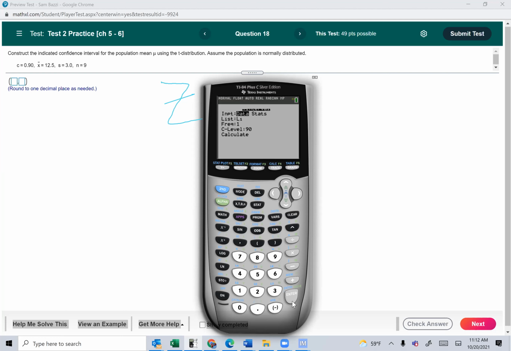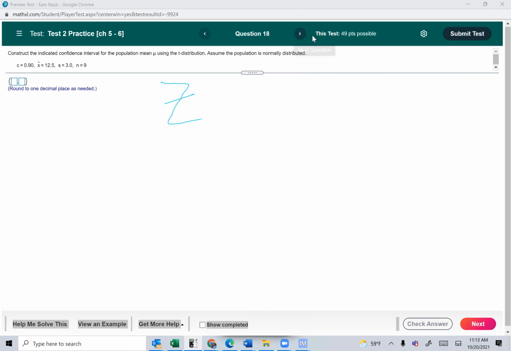And I don't have data here. I have a summary, so stats. And look, x bar is 12.5. And look at the prompt, guys. It says s. Then you're in the right window. If you use Z, it's going to say sigma. That means you're in the wrong window. So that's a 3. Sample size is 9 and confidence level is 90. So we're good. And that's the interval. Enter. Okay, so that's how we do that. Next one.